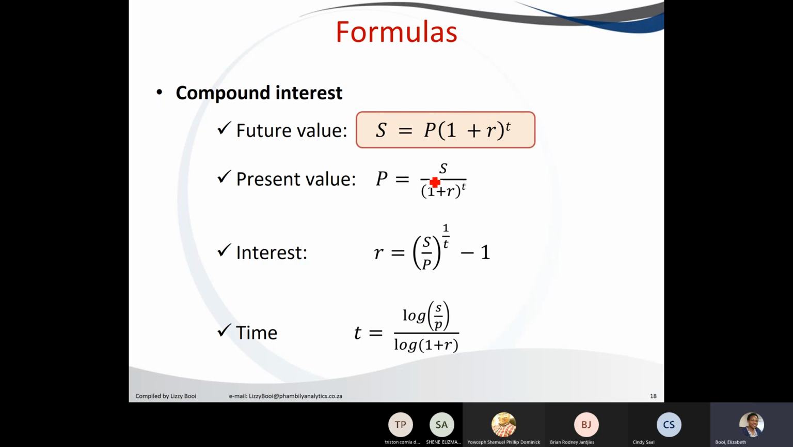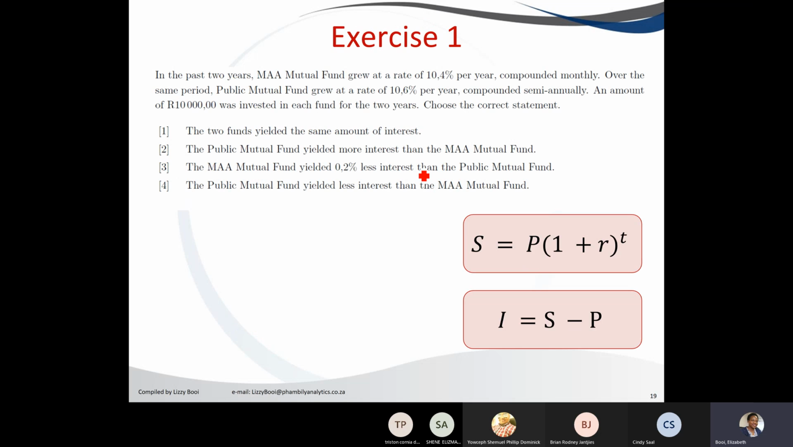Those who are calculating manually, when you calculate your T and get to the final answer, you just need to divide by the compounding periods that you used to divide your R, to get the periods into years. And with that, I have an exercise.